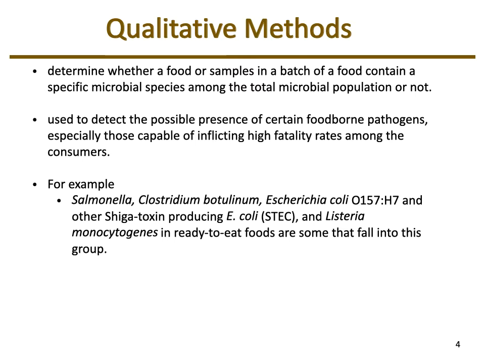So some examples of qualitative methods used to detect specific species would be looking for the presence of Salmonella, Clostridium, E. coli, especially, again, highly pathogenic strains that produce Shiga toxin and cause hemorrhaging. Also Listeria. Listeria can cause fatalities, especially in pregnant women. And so again, tests would be done to make sure that food was free of Listeria.